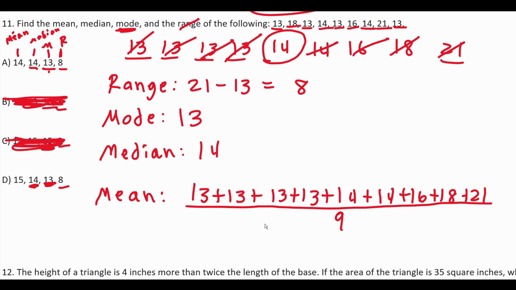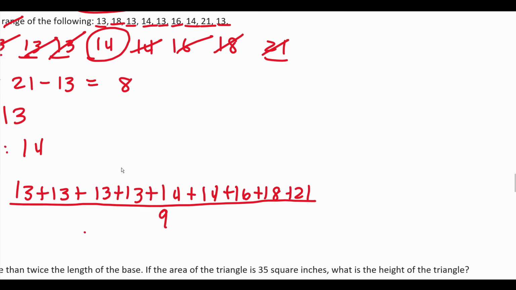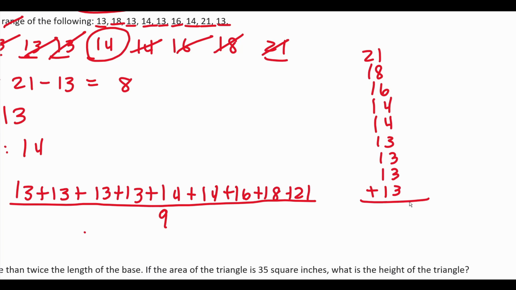So let's get started doing this. Let me see if I can move over here so I can do this one. All right, so when I have to add up a lot of things like this, I'm going to choose to do it vertically. So I'm going to do it like this: 21, 18, 16, 14, 14, 13, 13, 13, and 13.